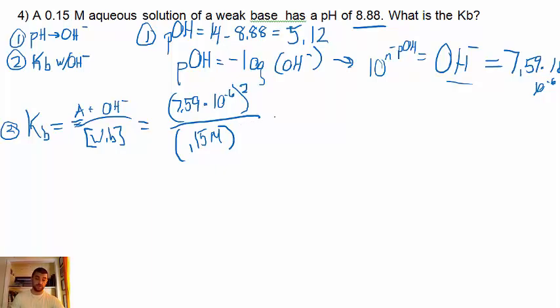So now we just plug and chug and we get a value of 3.84 times 10 to the minus 10. Again, when you have that huge difference, you can ignore it, because when you do the subtraction and round to the least precise measurement, it's going to be the same number.